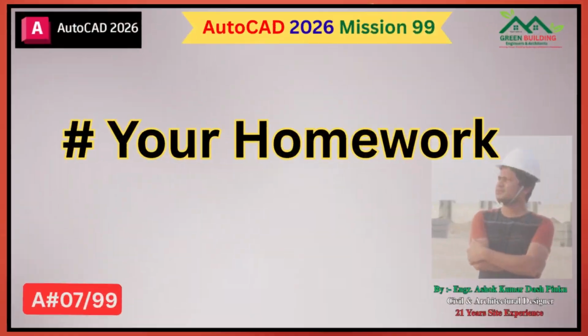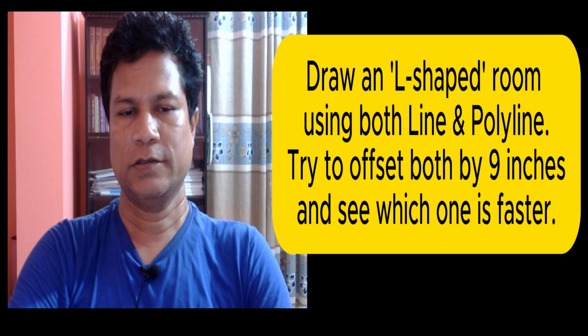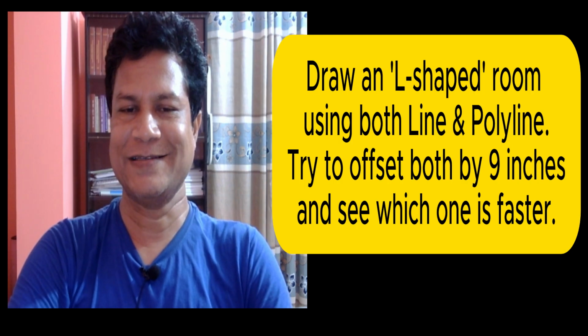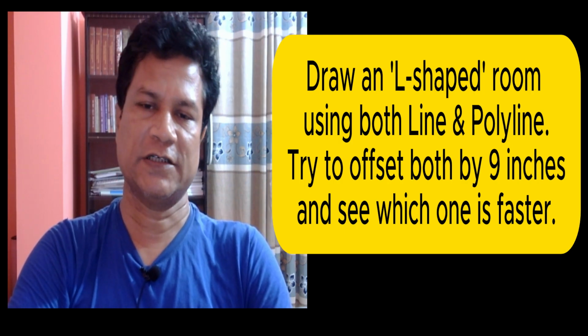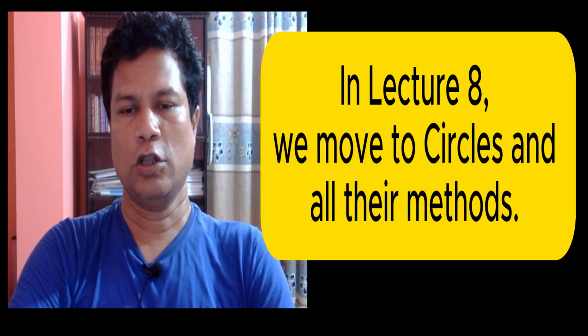For your homework, draw an L-shaped room using both line and polyline. Try to offset both by 9 inches and see which one is faster. In lecture 8, we move to circles and all their methods.